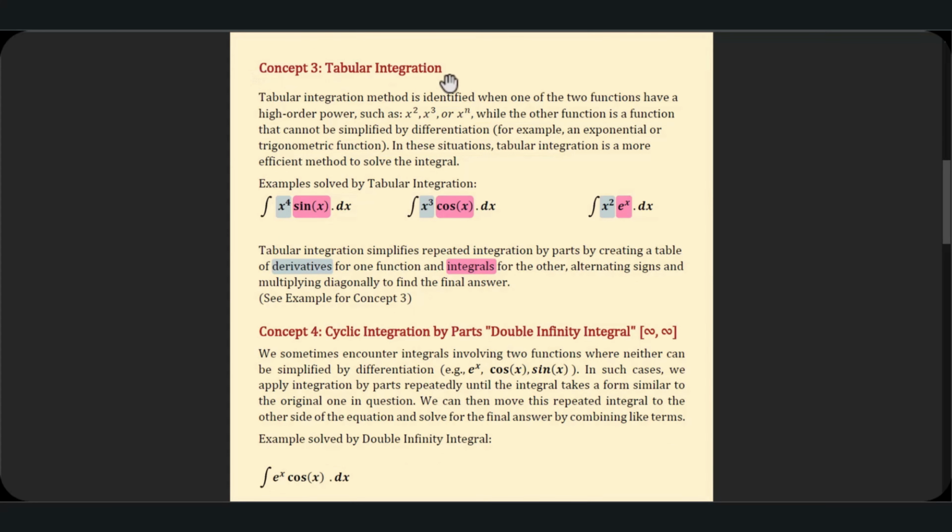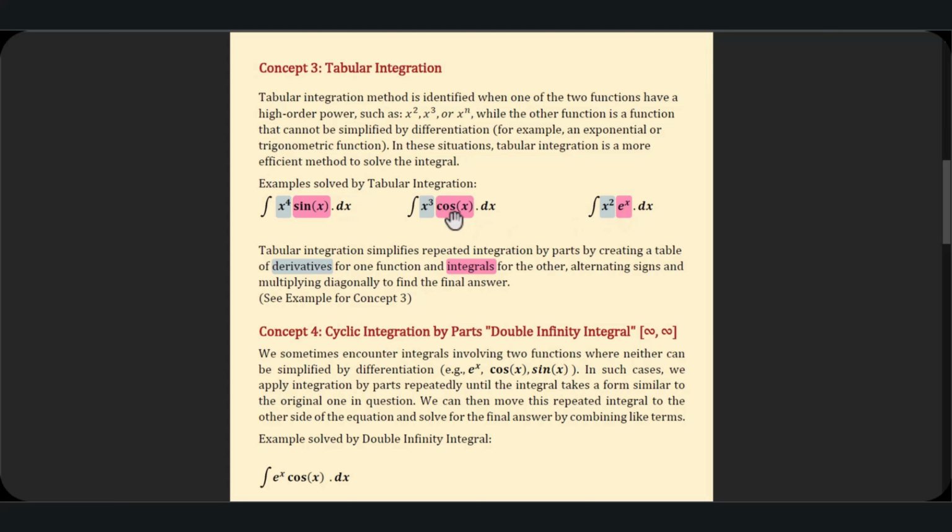Concept 3, tabular integration. Tabular integration method is identified when one of the two functions have a higher order power, such as x to the power of 2, x squared, or x cubed, or x to the power n. So this is one of the two functions. As you can see here in the examples, one of the two functions, which is basically this one and this one and this one, has a higher order power, while the other function is a function that can't be simplified by differentiation. For example, an exponential or trigonometric function. These are trigonometric functions, and this one is an exponential function.